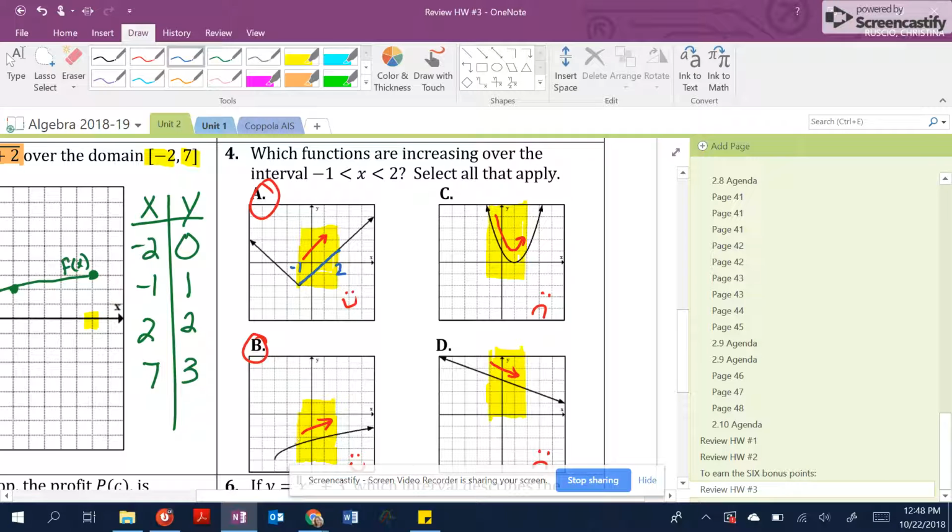Is it going up in question B? Yes, it is. Is it going up in C? Well, kind of. It starts off by going down and then up. So no me likey, not increasing. How about D? Is it going up from -1 to 2? No, it's going down. All right, submit answer to number 5.